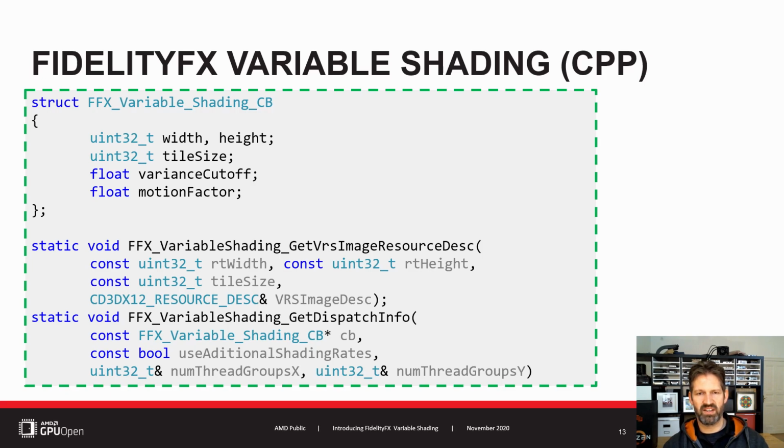The second function, getVRSImageRateDescriptor, returns the resource descriptor for the VRS image and needs to be called with the width and height of the render target as well as the tile size of the hardware. And the third function, getDispatchInfo, returns the number of thread groups for the dispatch of the VRS image generation and needs to be provided with a constant buffer that will also be passed to the shader, and the information if the shader should take additional shading rates into account.